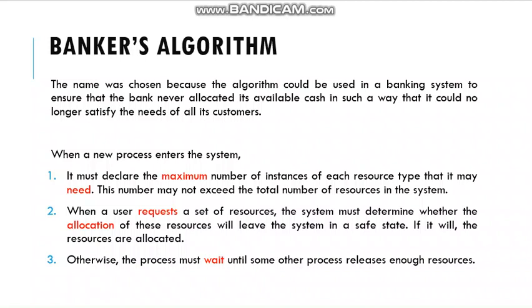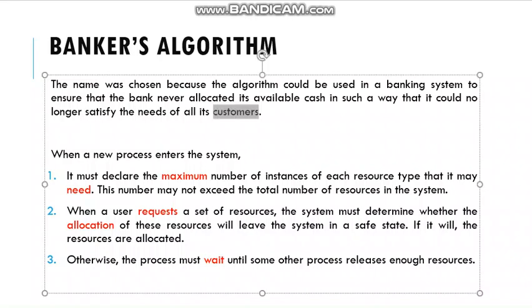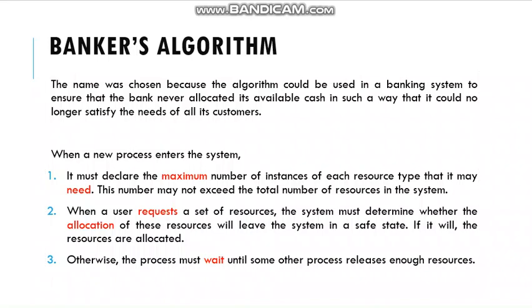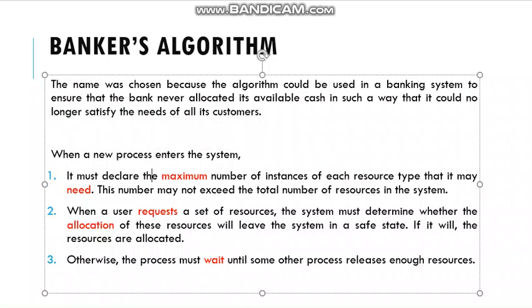That money, as a resource, is given to the customer, which is like the process, such that deadlock won't happen. That's why they are avoiding a deadlock. The same algorithm we are applying here to our processes. So what things will we use? A process, whenever it enters the system, must declare some information like the maximum number of instances.